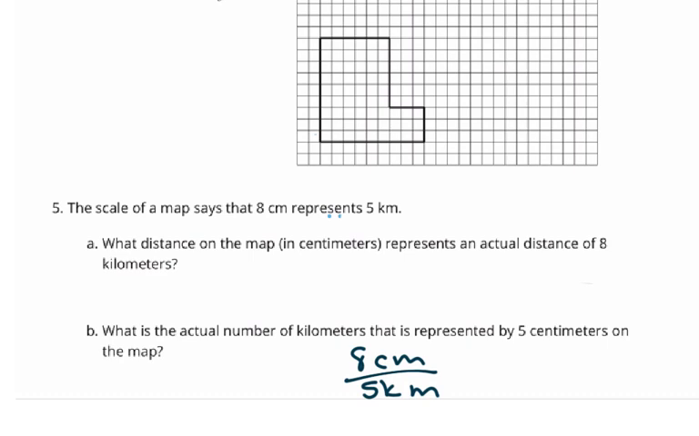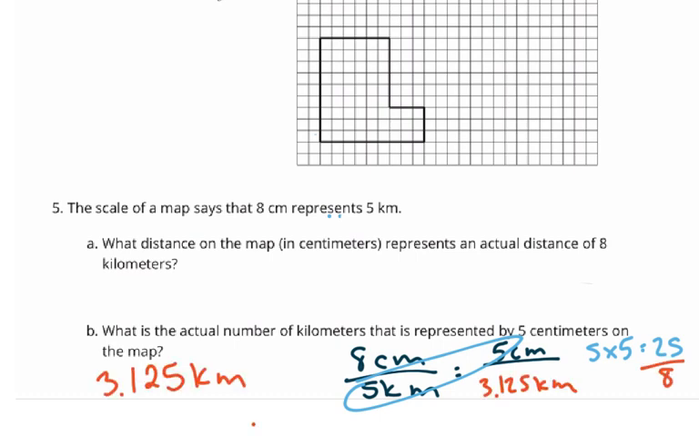Part B says, what is the actual number of kilometers that is represented by 5 centimeters on the map? So again, we always start with our scale as the first fraction, 8 centimeters over 5 kilometers, but this time I have 5 centimeters, so I'm going to match centimeters to centimeters. We're going to solve this proportion the same way by starting by 5 times 5, 25, and then we're going to divide by the number that's remaining, in this case 8. And 25 divided by 8 is going to give me a final answer of 3.125 kilometers. I know this is kilometers because we were solving for something in the denominator, and since the denominator had kilometers, we're going to keep kilometers.